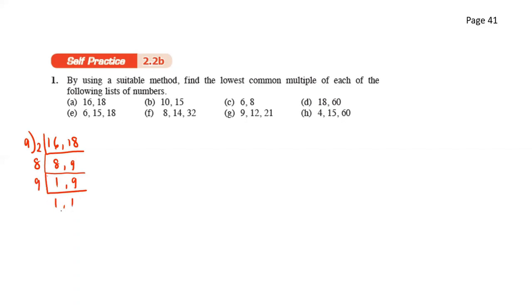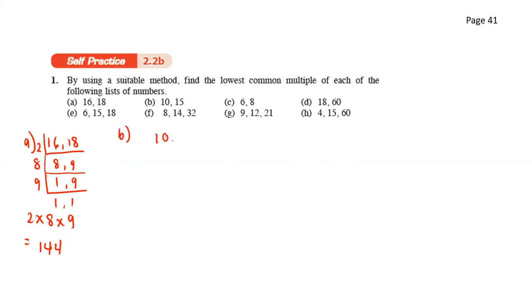Make sure when you're doing this repeated division that the final answer has to be 1. So here we'll multiply the divisors that we used, and that will give us 144. So this is the lowest common multiple for 16 and 18.